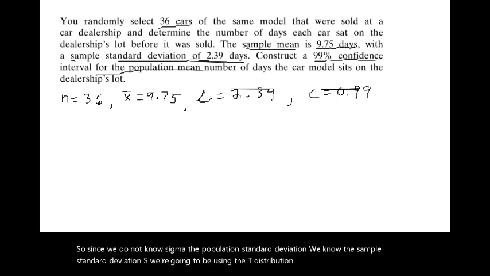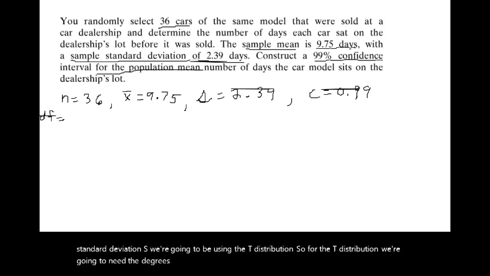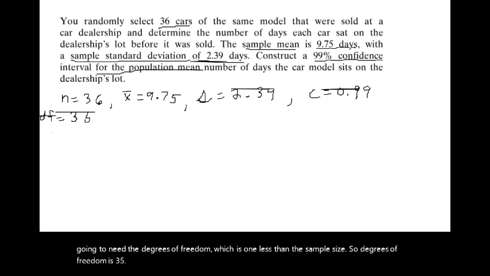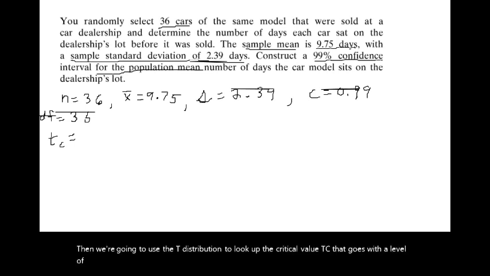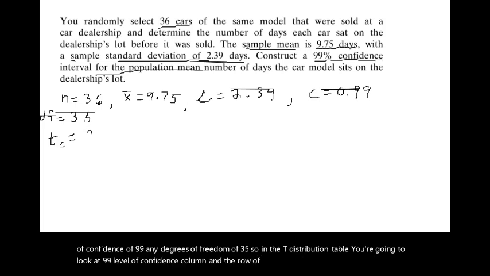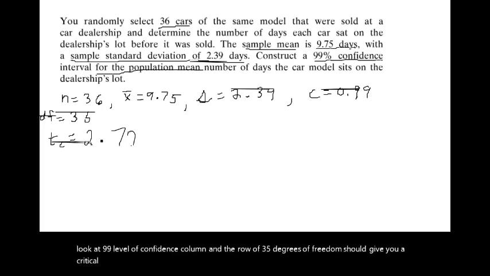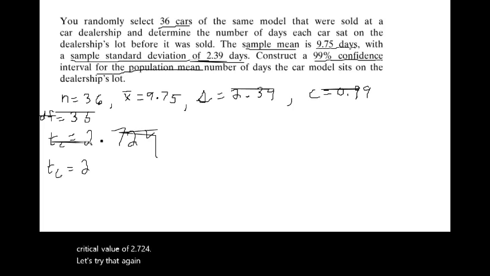For the t-distribution, we're going to need the degrees of freedom, which is 1 less than the sample size, so degrees of freedom is 35. Then we're going to use the t-distribution to look up the critical value tc that goes with a level of confidence of 0.99 and degrees of freedom of 35. In the t-distribution table, you're going to look at the 0.99 level of confidence column, and the row of 35 degrees of freedom should give you a critical value of 2.724. Let's try that again. tc equals 2.724. Much better.